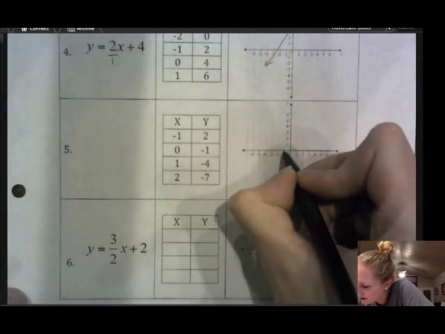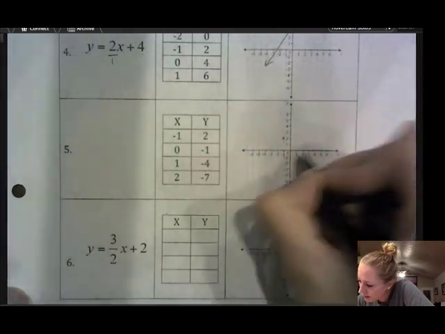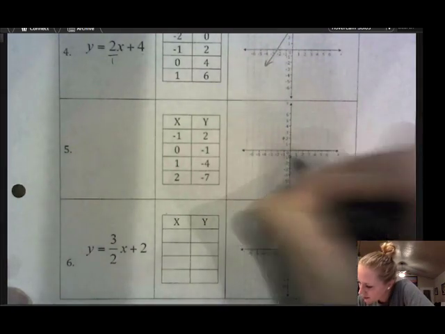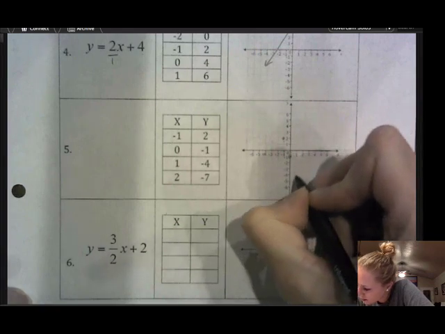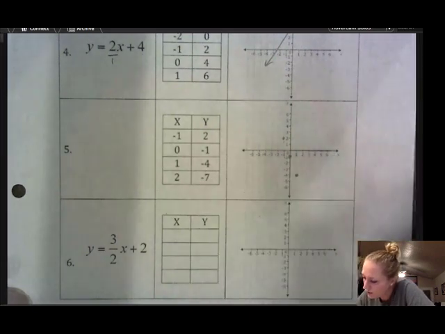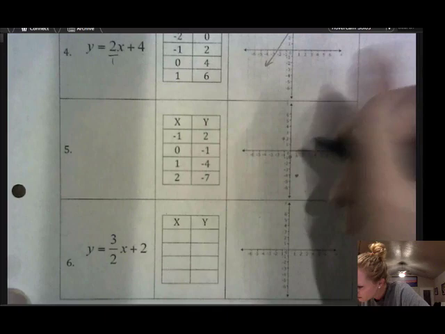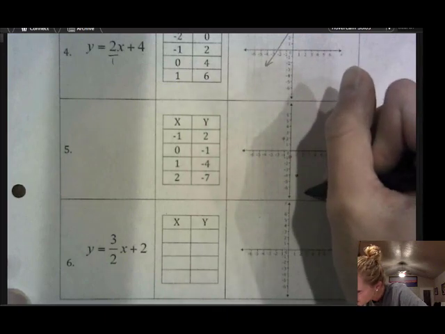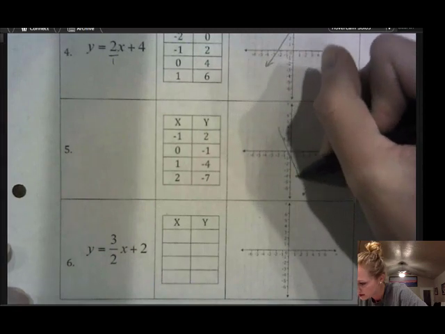So I've got -1, 2, 0, -1, 1, -4, I'm sorry, 1, -4, and 2, -7. I think I'm off on that. 2, -7. All right, so there's our line.